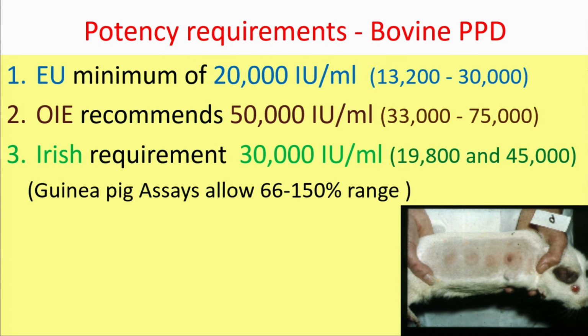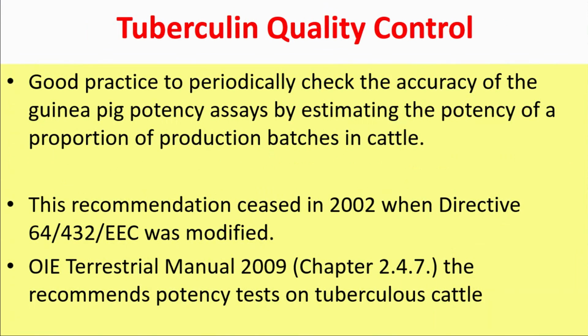However, with the EU requirements, if we look at guinea pig assay of tuberculins, there is an allowance of a 60 to 150% range. So the actual potency of the tuberculins, when looking at the EU minimum, could be down as low as 13,200. And if we were to go with the OIE requirements, it could be as high as 75,000. So there's a huge variation in the guinea pig assay ranges. So it's good practice to periodically check the accuracy of guinea pig potency assays by checking the product in cattle.